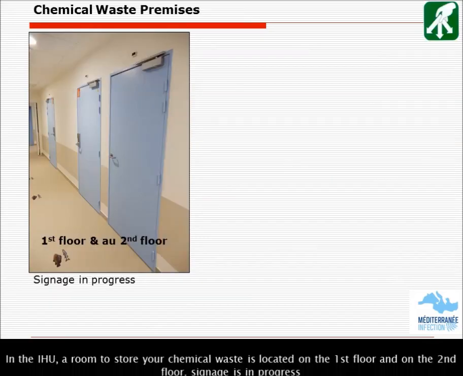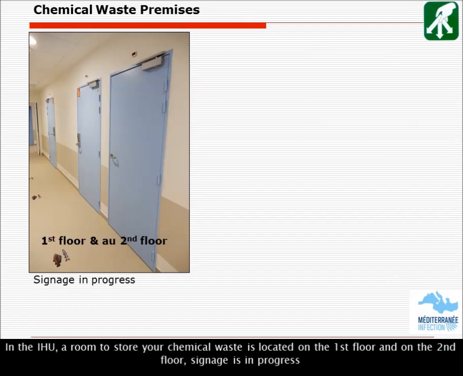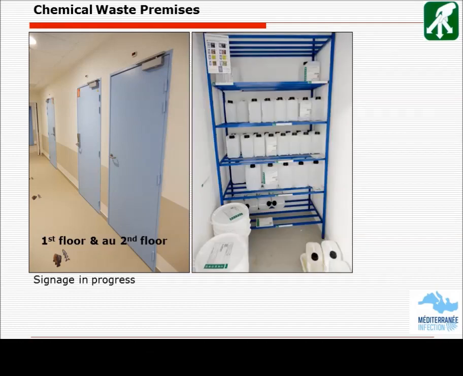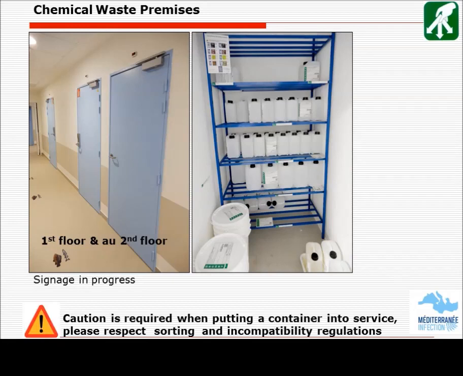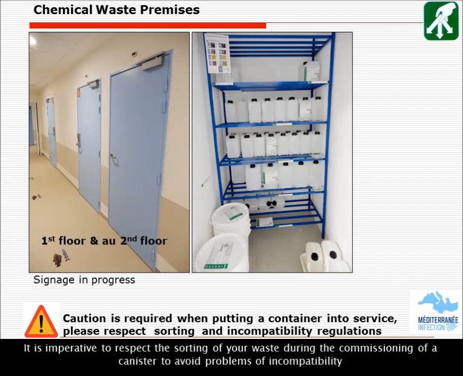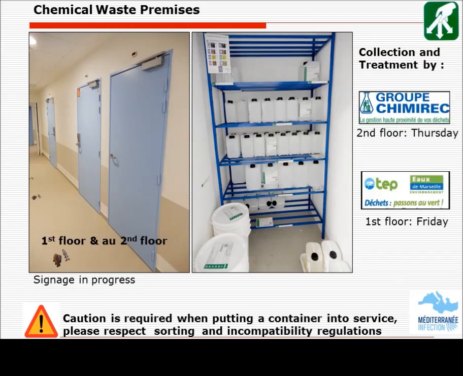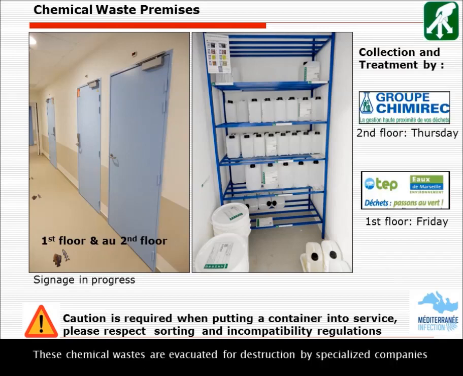In the Institut Hospitalo Universitaire, a room to store your chemical waste is located on the first floor, and on the second floor, signage is in progress. You will also find there all the empty containers carrying the labels of the different types of waste. It is imperative to respect the sorting of your waste during the commissioning of a canister to avoid problems of incompatibility. These chemical wastes are evacuated for destruction by specialized companies.